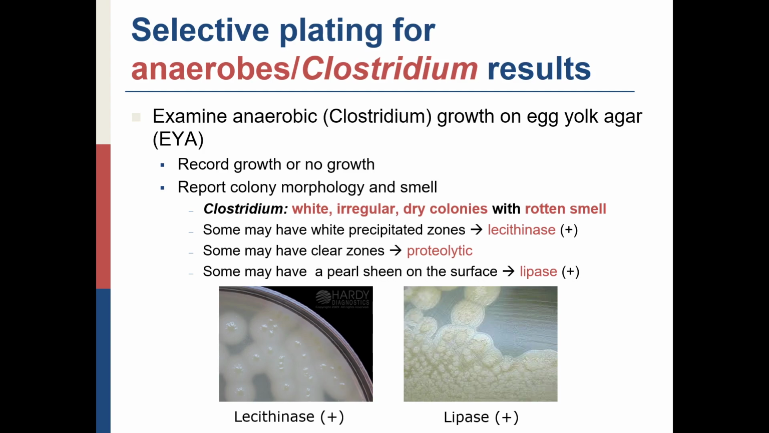So luckily we don't have to do that, because we're doing it online. Some may have white precipitated zones, and if that's the case, then they're going to be positive for lecithinase. And then if they have a clear zone around them, that's because of the proteolytic properties, so they're able to break down the proteins. And some also might have a pearl sheen on the surface, and that means that they're positive for lipase, okay?